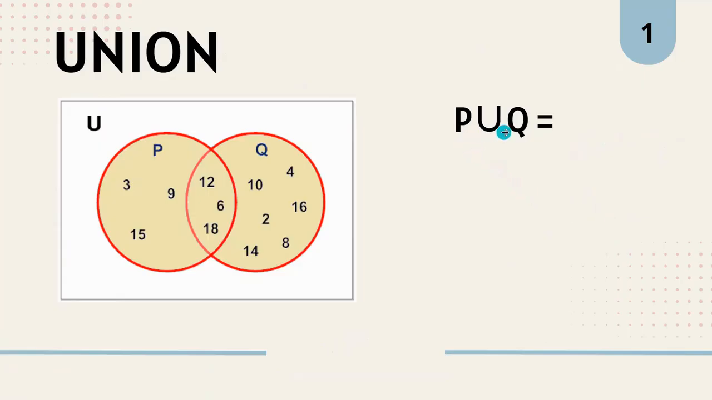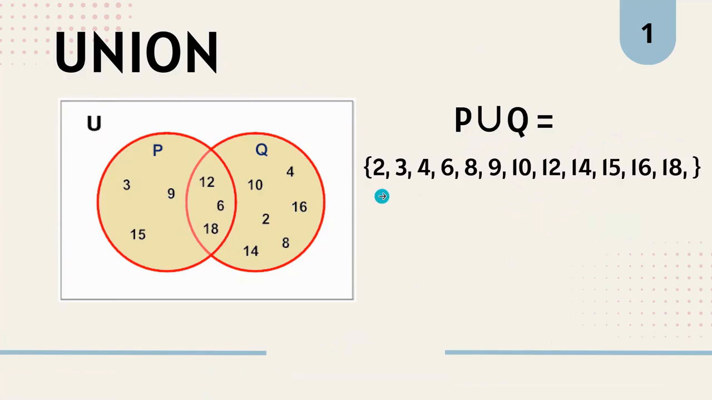P union Q. Okay, P union Q. What are the elements that belong to P union Q? So, okay, here we have the elements.